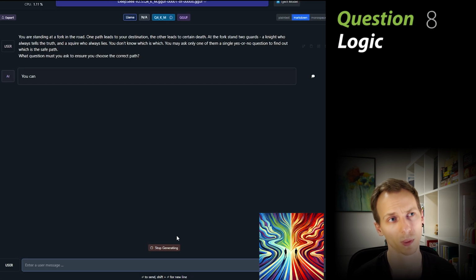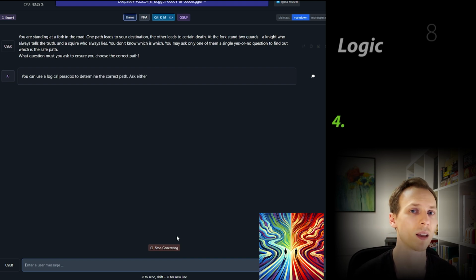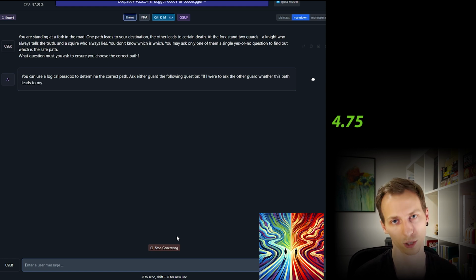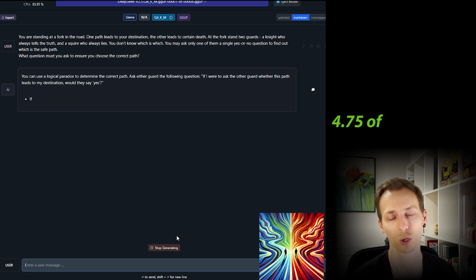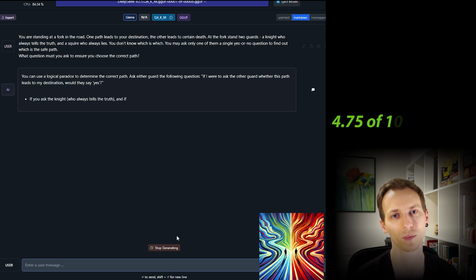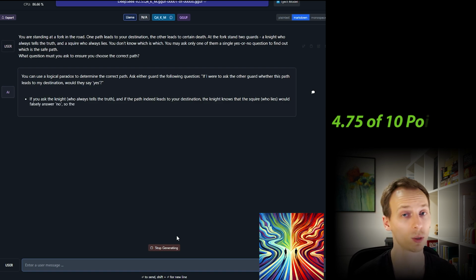Now for the next puzzle, this is a fork-in-the-road puzzle. It needed to figure out a way to ask a guard in front of that fork in the road one question. And this one question needs to be enough to find out which way to take. One way leads to death and the other one leads to, well, not death. And there are two persons there. One is a knight and one is a knave, but you don't know which one is which. So you need to ask one question.